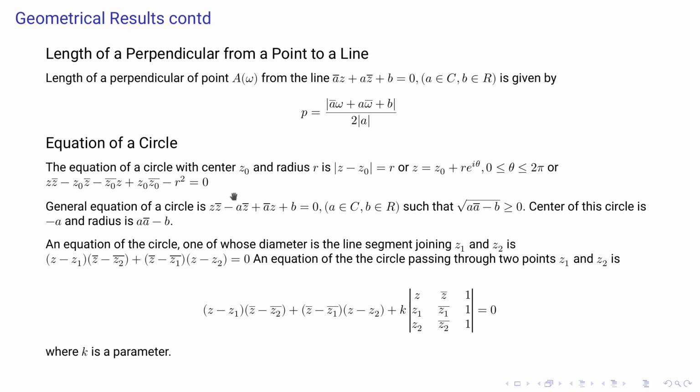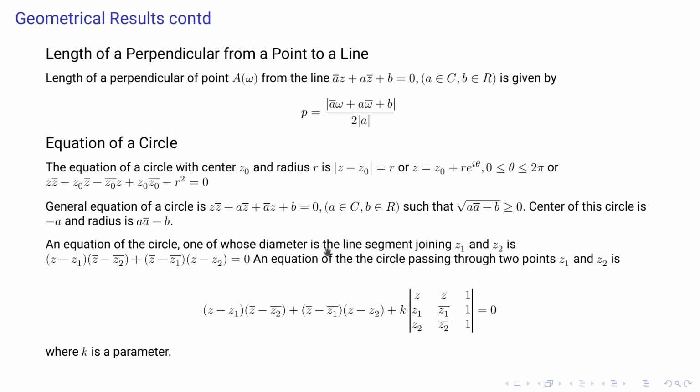Now the general equation of the circle is given by z z bar plus a bar z plus a z bar plus b is equal to 0, such that the square root of a a bar minus b is greater than or equal to 0. The center of this circle lies at the point minus a and the radius is the square root of a a bar minus b.